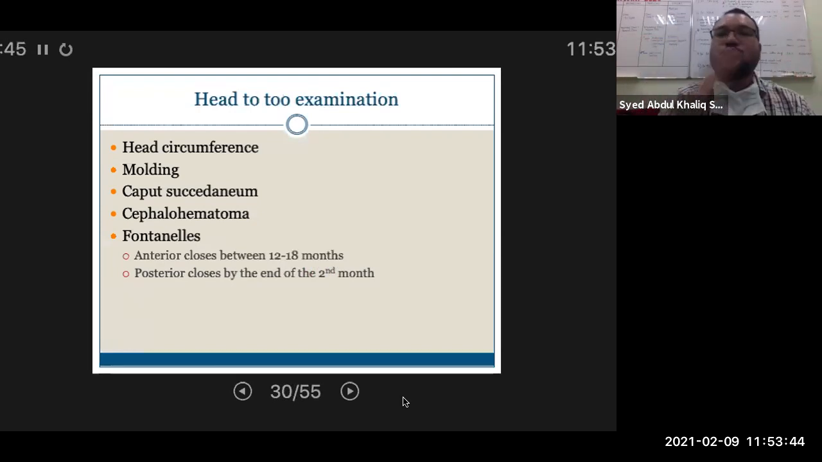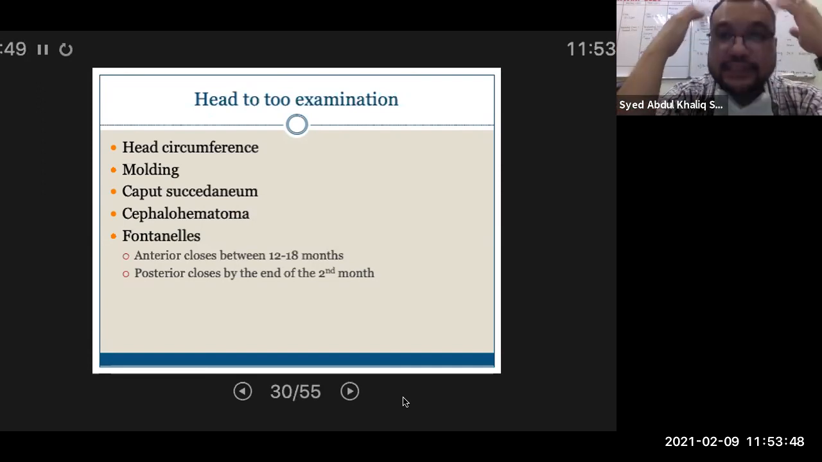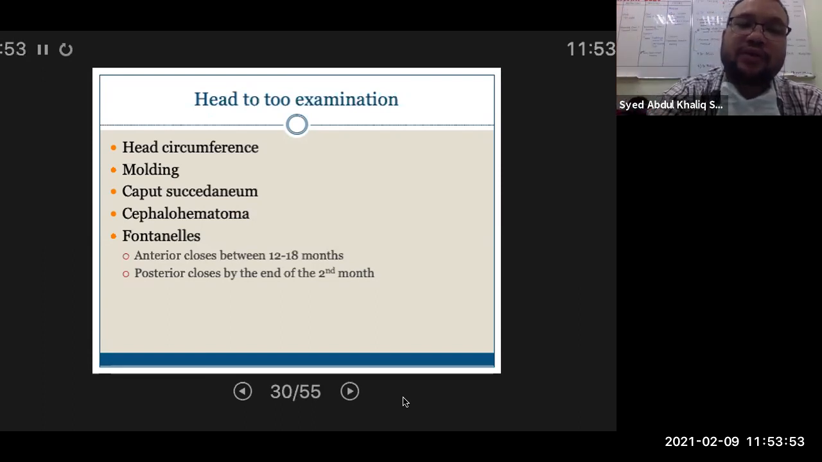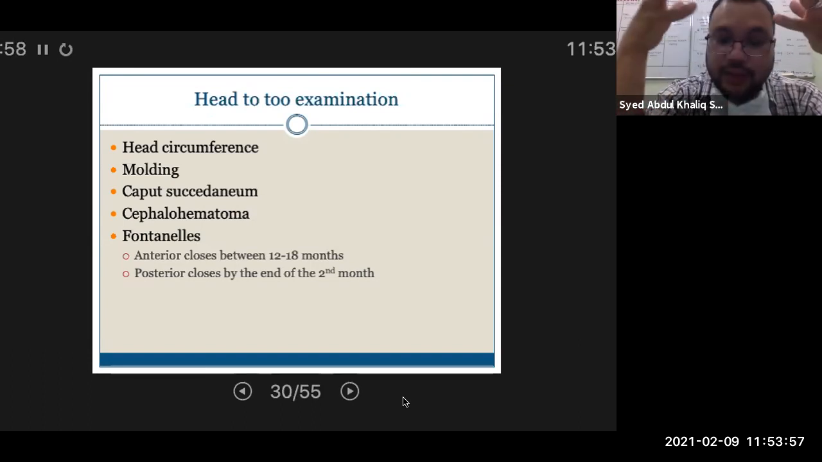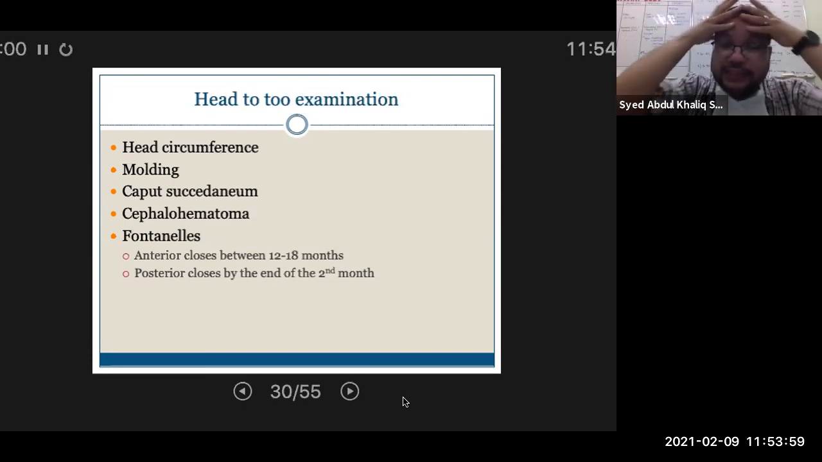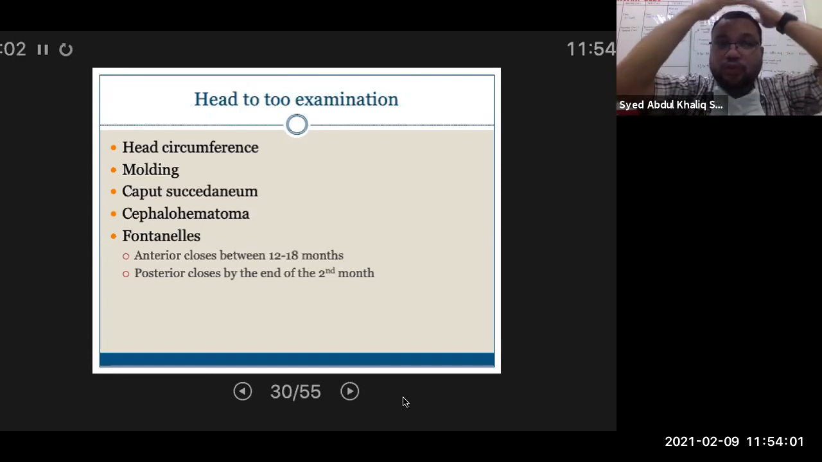So, how do we assess the babies? Usually we go head to toe. We start from up, then we go down. So from the top, we look for the head circumference, weight, and the length of the baby. You look for molding. Molding means sometimes the baby stays down at the mother's perineum for a long time, so the head shape will have some molding.